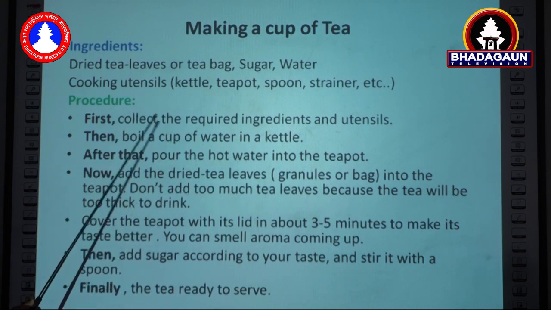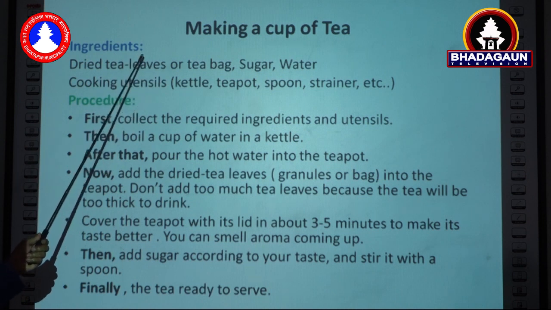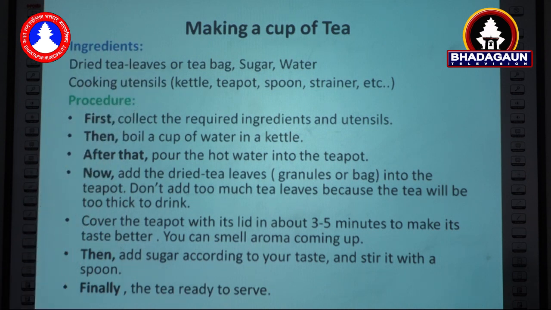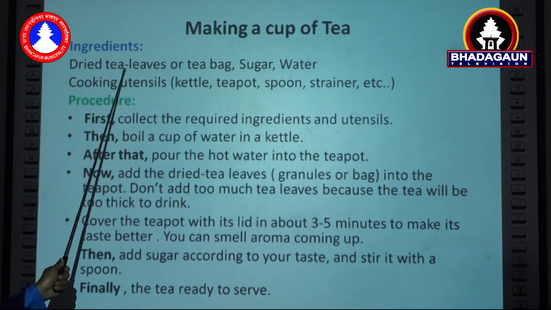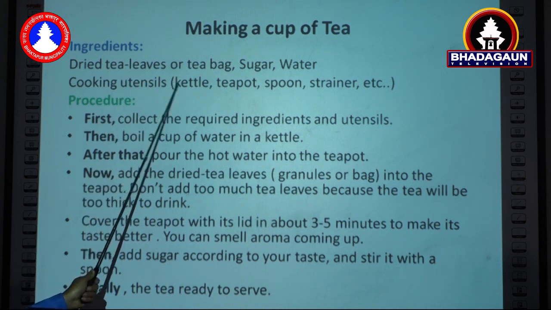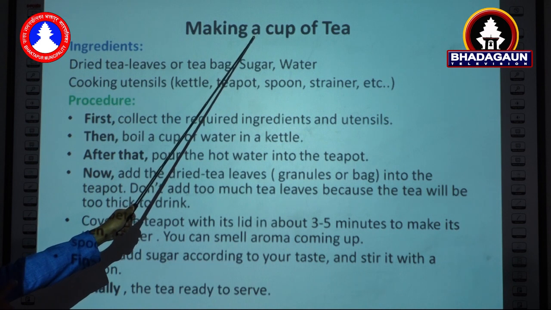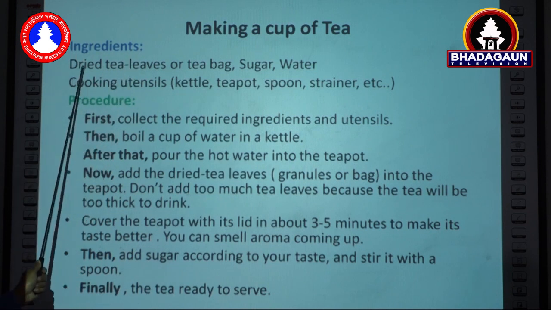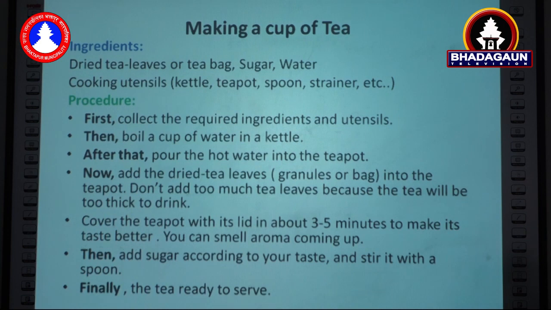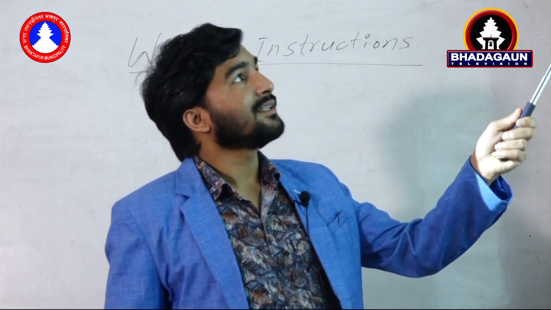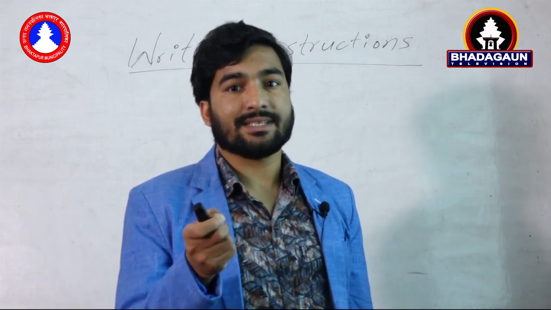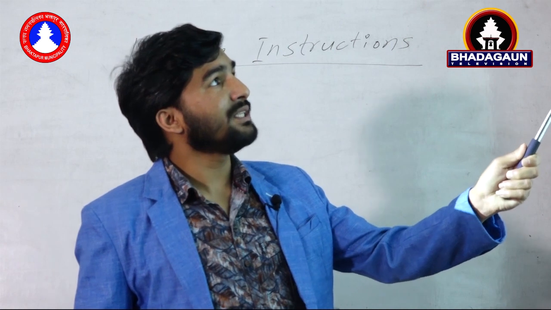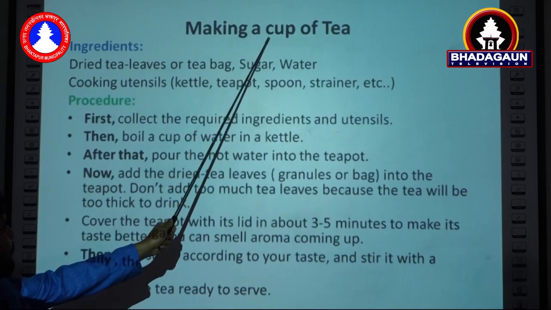Some students do not write the ingredients. Writing the required materials or required ingredients is optional. If you want to write them, that's nice. This is the topic, making a cup of tea. Ingredients required. If you want to make your answer lengthy and smart, you can add required ingredients or required materials. Generally we use these ingredients and materials, pans and pots, to make a cup of tea.